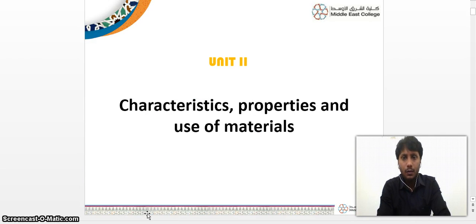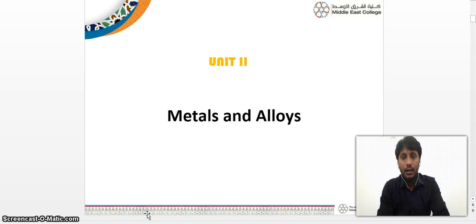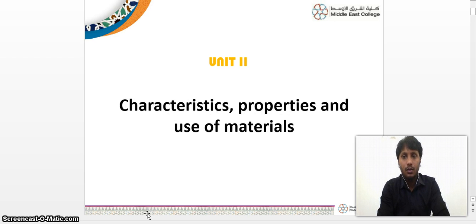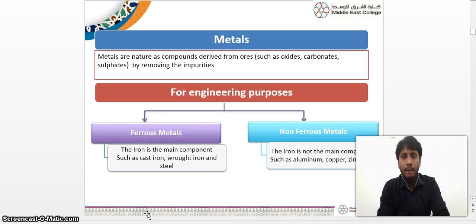Here we are going to discuss the characteristics, properties and use of materials, metals and alloys. I'm going to discuss these two topics. Coming to metals, first of all, what is a metal? Metals are naturally occurring compounds derived from ores. The types of ores are oxides, carbonates and sulfides, by removing the impurities.